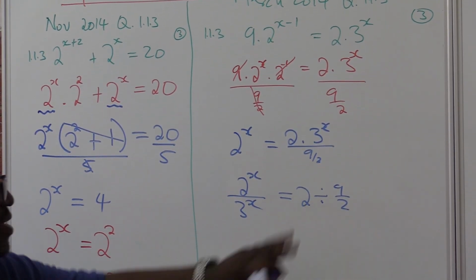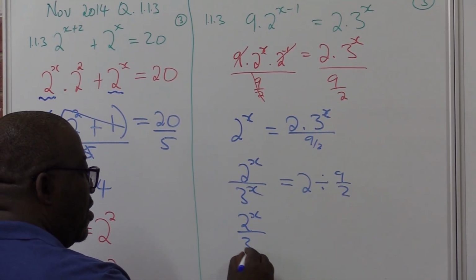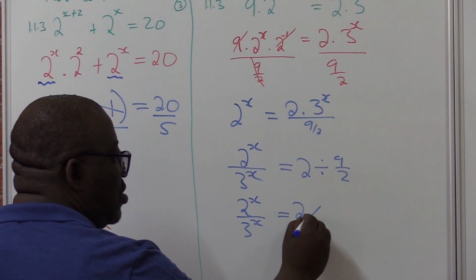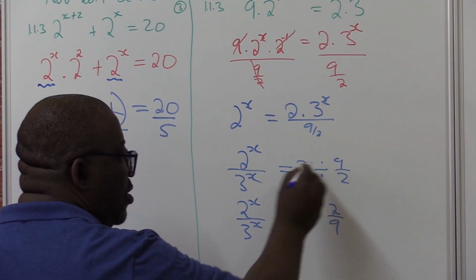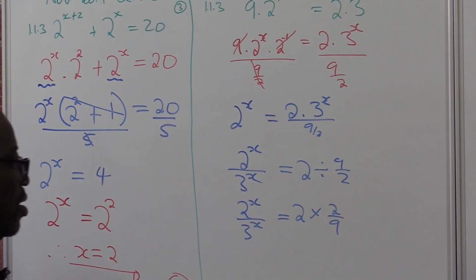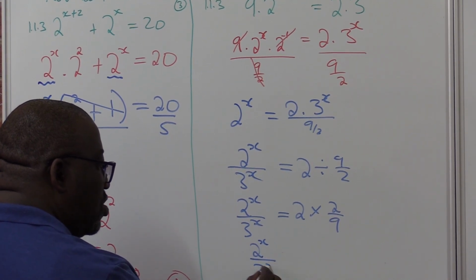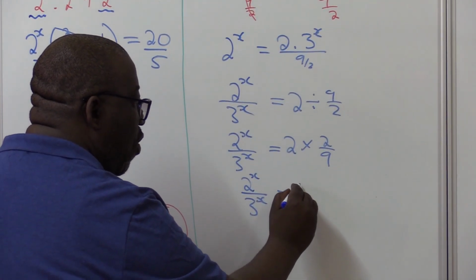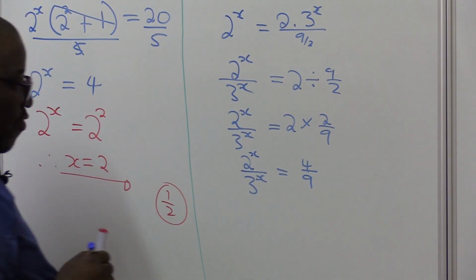Right, let me just clean this. This is 2 to the power x over 3 to the power x equals, change the sign, this will be 2 times 2 over 9. Change that division sign into a multiplication sign, you swap it around. So we've got 2 to the power x over 3 to the power x, which will eventually give us what? What is 2 times 2? It is 4 over 9. That's what we have.